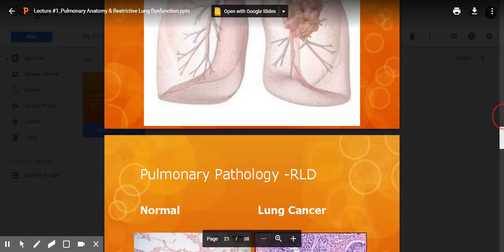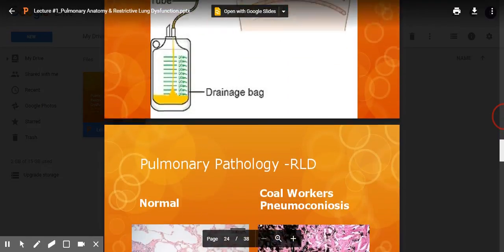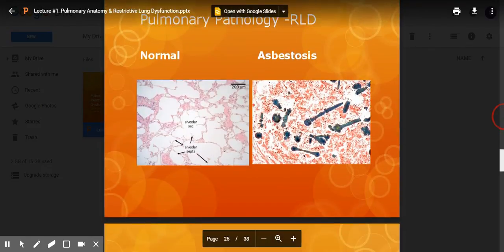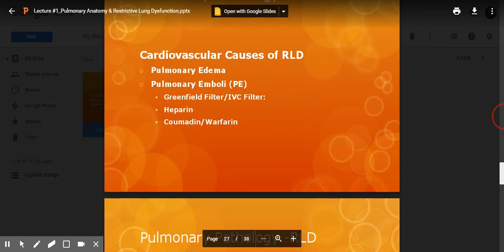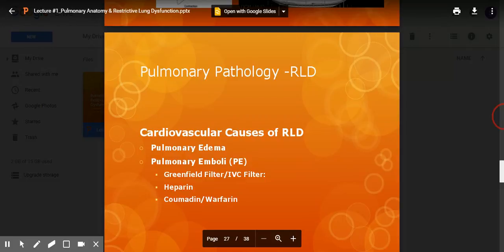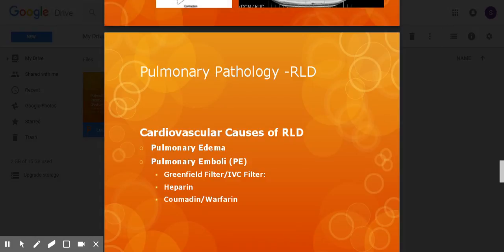That concludes the pulmonary causes of restrictive lung dysfunction. We're now going to talk about some cardiovascular causes of restrictive lung dysfunction.